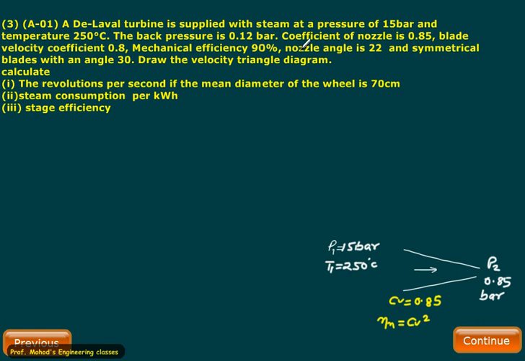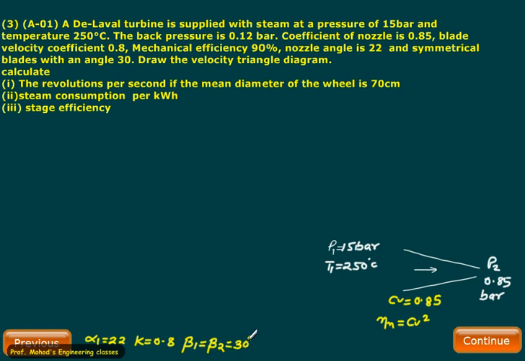and then we are given the nozzle angle is 22, so alpha 1 is equal to 22, and the blade velocity coefficient is given as 0.8, so K equals 0.8. Mechanical efficiency we will calculate later on. Nozzle angle is 22 and the blades are symmetrical. Symmetrical blades means beta 1 is the same as beta 2, and this value is given as 30 degrees.